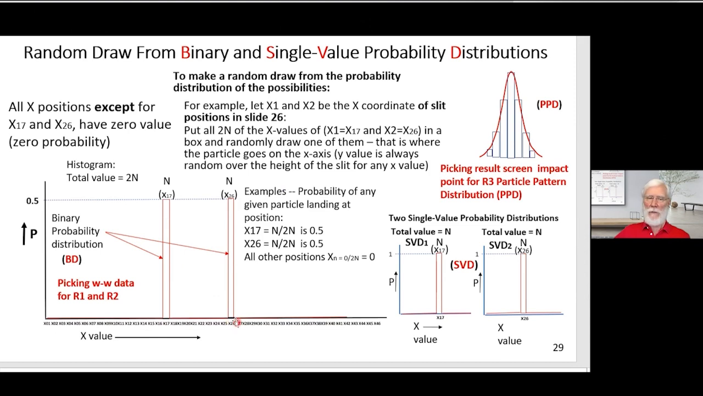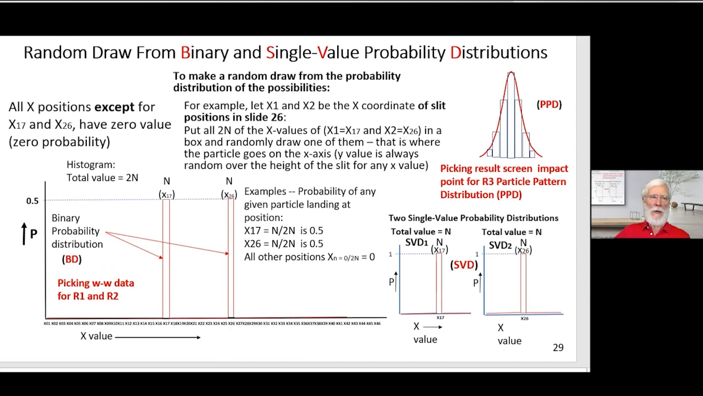So those numbers are just randomly placed there. So it's an equal probability, and you're not going to get any other number because the box doesn't have anything in it except x17s and x26s, and it has an equal number of those. So that's called a binary probability distribution.